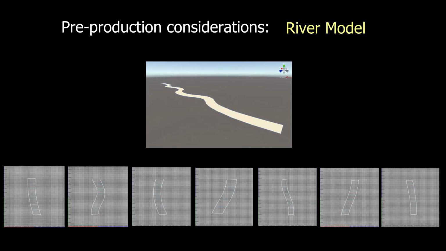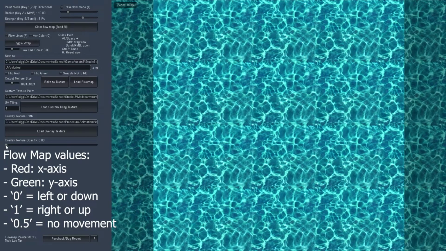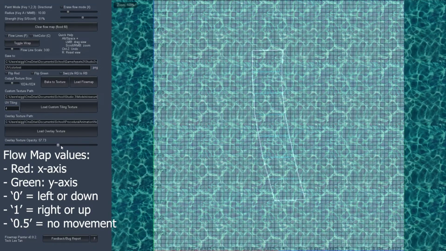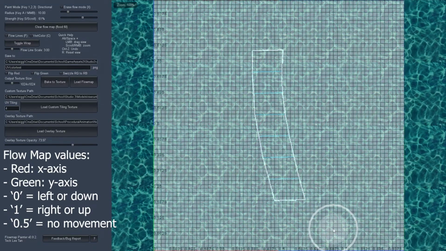Next of all, we're going to need a river model. In my case, I split it into a few sections to be able to control the speed and the flow of the river better. And then we need a flow map that I'm doing here in the software flow map painter. I use the UV maps as an overlay to be able to control the flow better and see it.